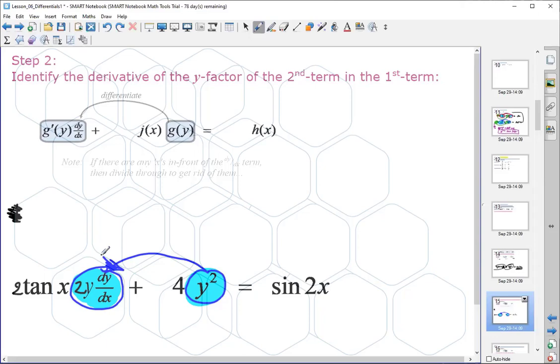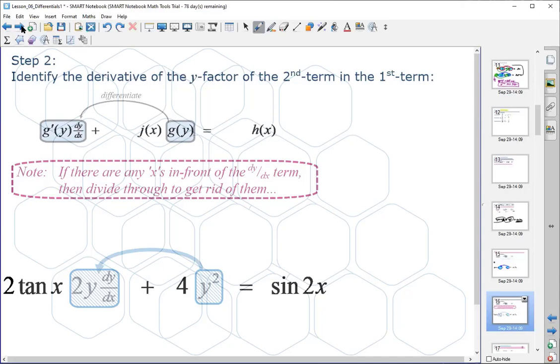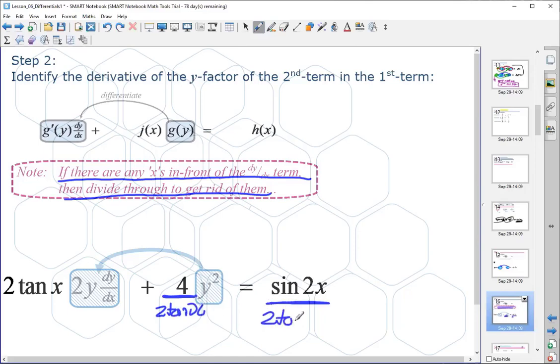What didn't happen before was that the 2 tan x doesn't differentiate to give me 4. I know that's the problem. So far I've not done anything new. Now it says if there are any x's in front of the dy by dx term, then divide through to get rid of them. I'll just divide through by 2 tan x on both sides, to get rid of that 2 tan x.